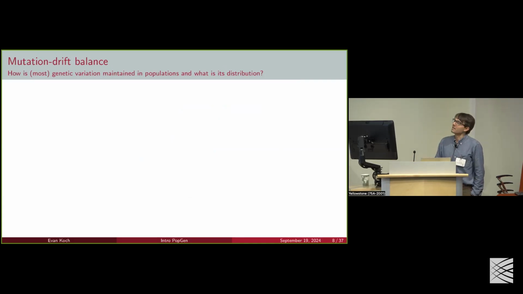Now, we know that there is genetic variation in populations, so we need some mechanism to add this back in. That mechanism is obviously mutation, which generates genetic variation that then might be able to drift up to higher frequencies, and maintain a balance between the addition of genetic variation into the population through mutation and drift, which is going to tend to remove it. So then we're interested in questions of how that genetic variation is maintained and what its distribution is within populations.